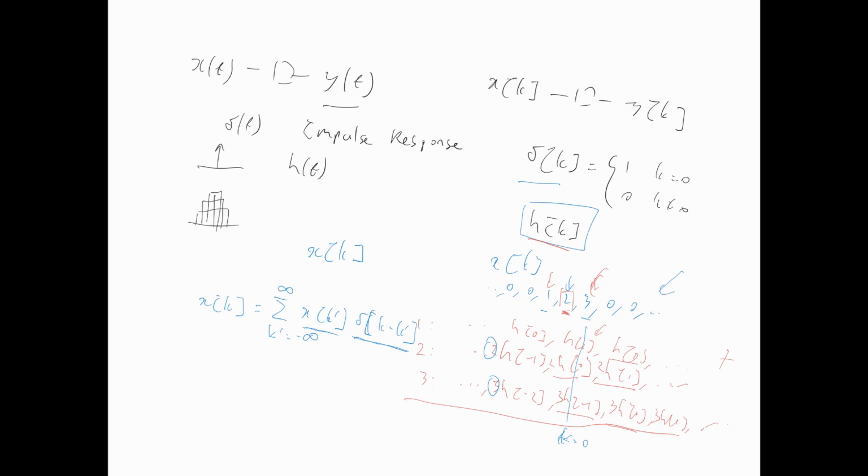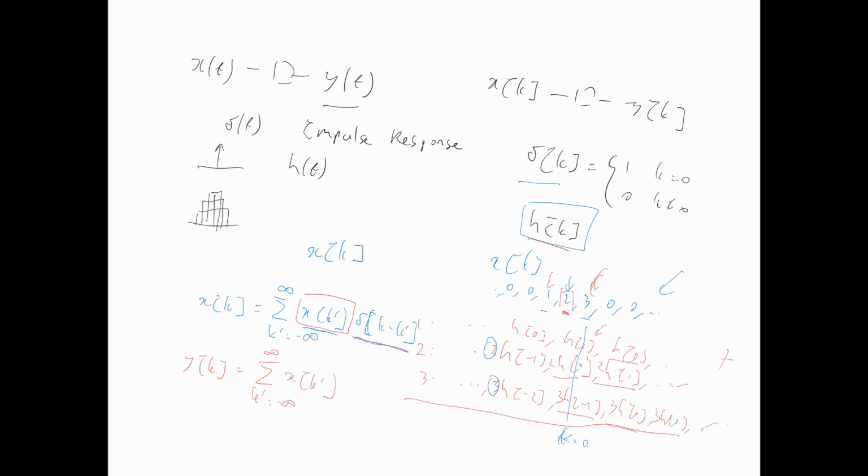Because I know the response of my system to any individual delta function, and because my system is linear and time invariant, I therefore know what its output's going to be. Precisely, I know that y of k is going to be equal to, because the system is linear, the sum comes outside the front. Again, because the system's linear, this scalar comes out the front.